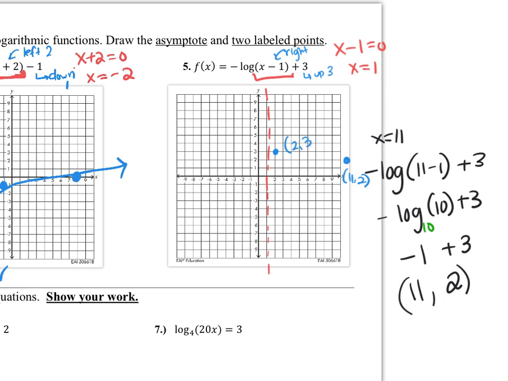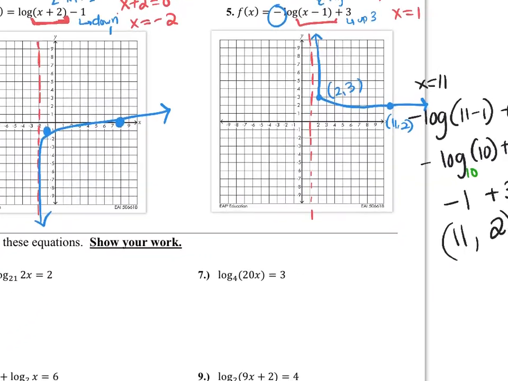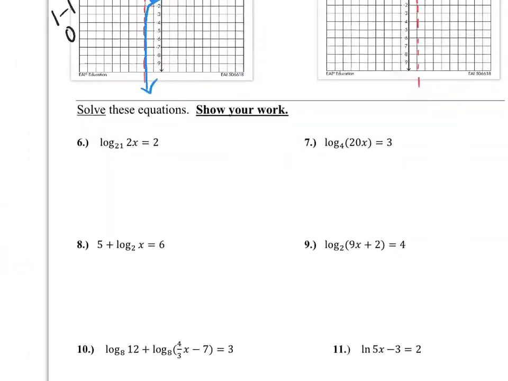This point is 2, 3. And then I follow my asymptote because of this reflection. It's going to fall from left to right. So negative log reflects vertically. And we can see that if we calculate our points correctly.